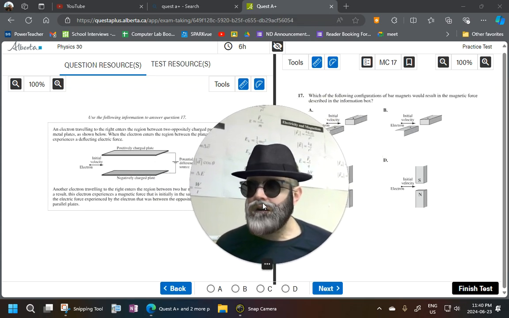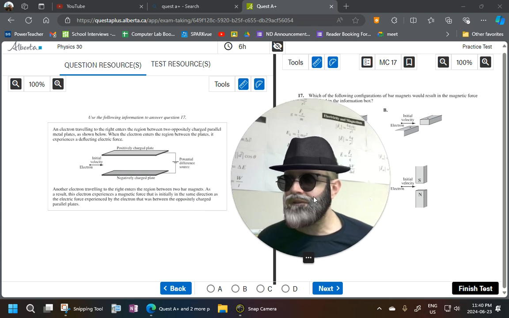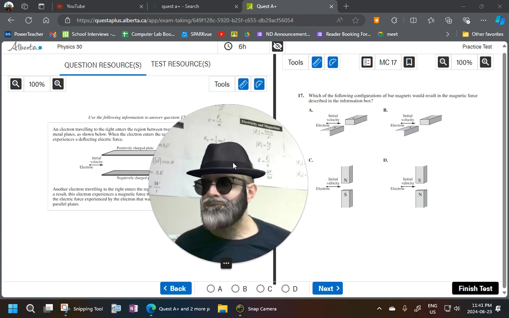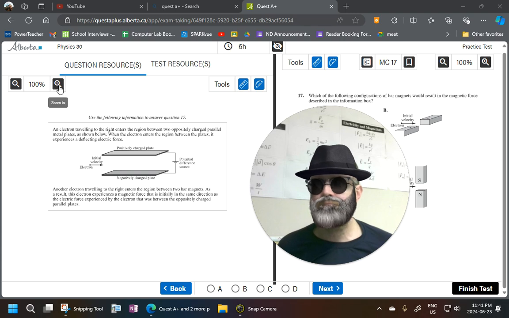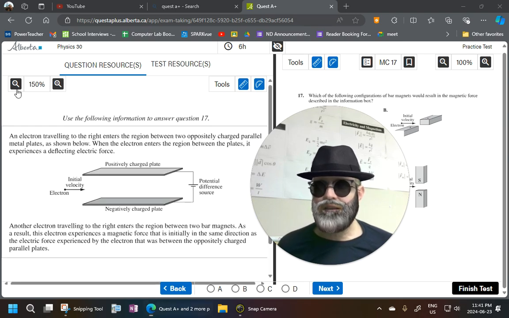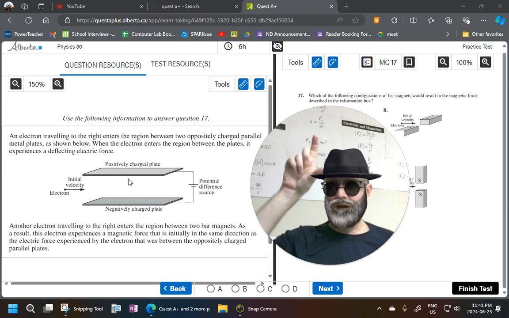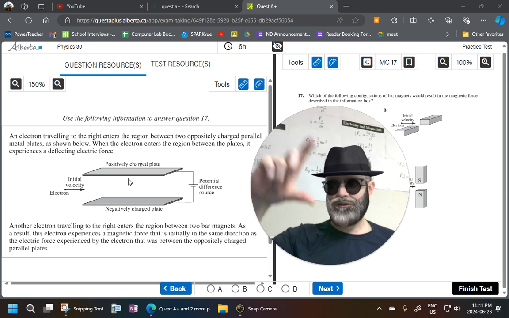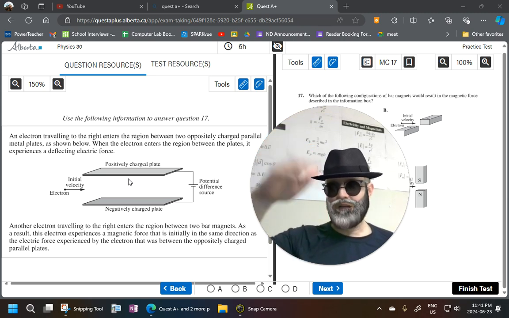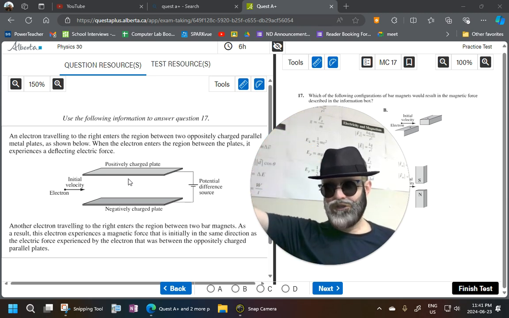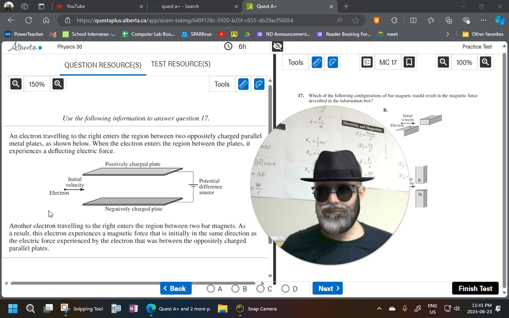Okay. Which best illustrates the result and main effect described? Okay, so what do they want here? This is a weird question. An electron is traveling to the right. It enters the region of oppositely charged parallel plates. We've got a positive on the bottom, so it's going to be attracted towards the top, right? Opposite charges attract, or like charges repel, so it's going to be repelled from the bottom. So this is going to fly upwards. That's projectile motion, parabolic, right?